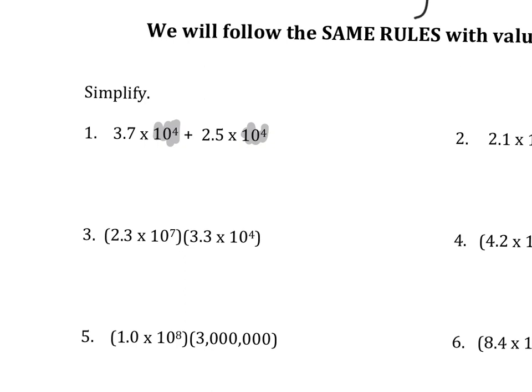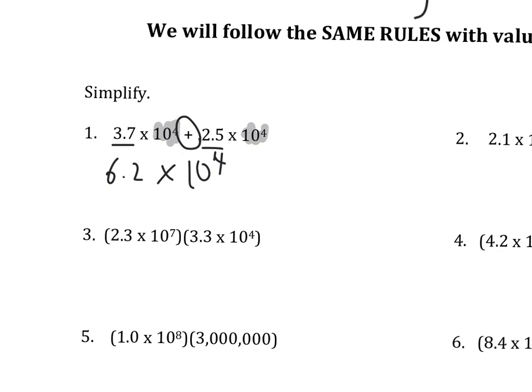So what you can do is take these coefficients and add them because it's an addition problem. And so your answer would be 6.2 times 10 to the fourth. Now, unlike multiplication and division, the power does not change. When you add and subtract, the power does not change. Just like when you add 3x and 2x, you get 5x, not 5x squared, right? It's just x. Same concept here. The 10 to the fourth stays put.